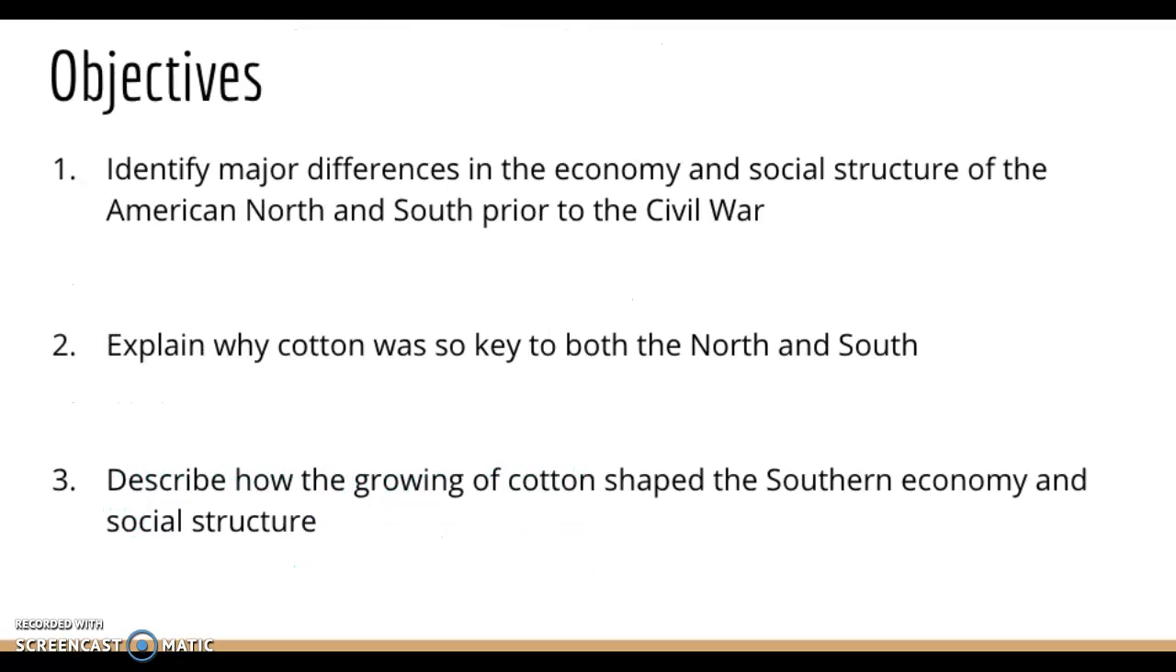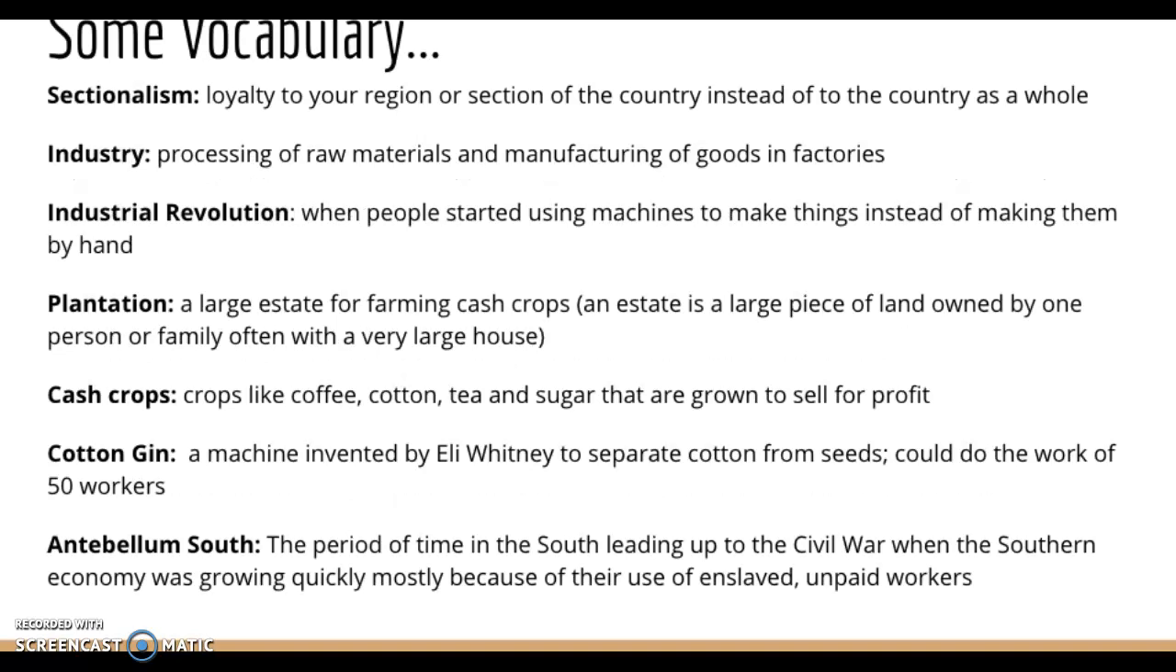So we're going to start off just with the objectives that we want to get through in this lesson. We're going to review the major differences in economy, social structure, etc. between the North and the South prior to the Civil War. This time period in the South is known as the antebellum period. We're going to explain why cotton was so key to the North and South and describe how the actual growing of cotton shaped the Southern economy and social structure, which includes the increased use of enslaved workers in the American South at the time. All right, so let's go.